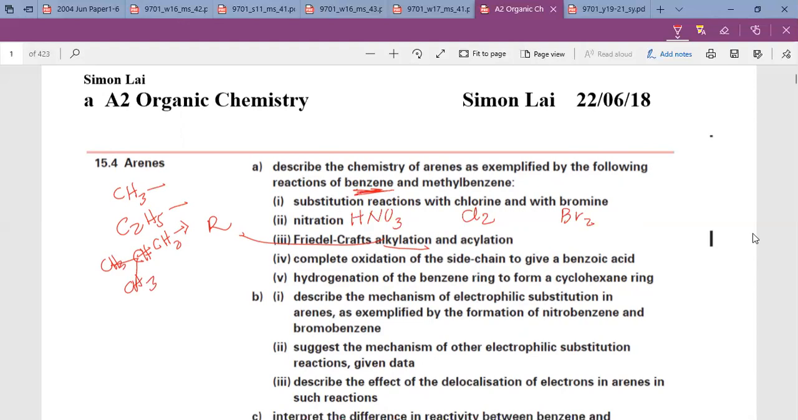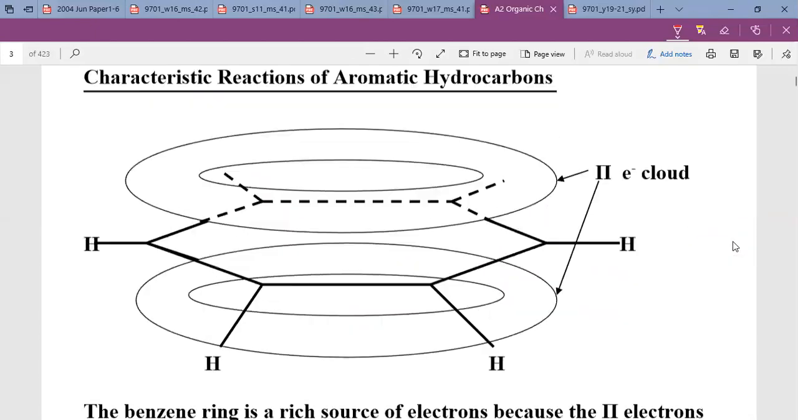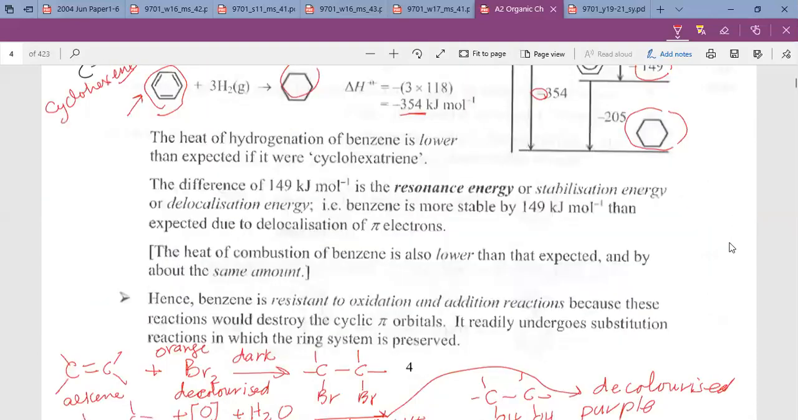And the acyl group: your CH3, C double bond O, and then substitute it in. Now take a look at all these reactions here. There are 5 of them. Now the first one is your formation of chlorobenzene.